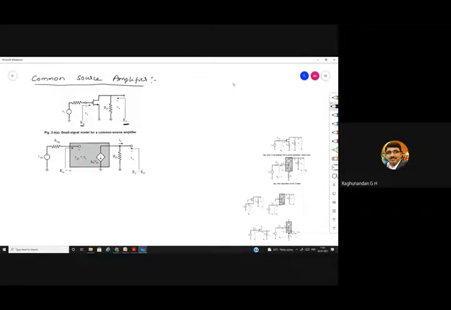Any idea? One biasing technique where the emitter is directly connected to the ground. Is the screen visible to all of you? Anyone feel like responding?